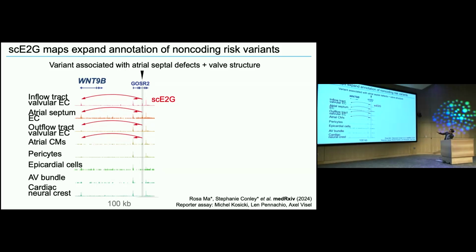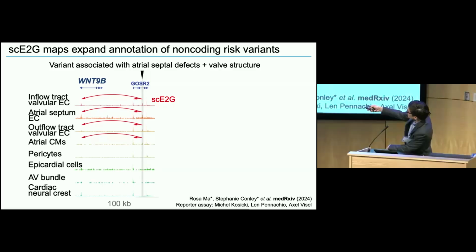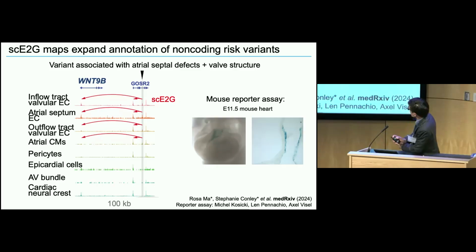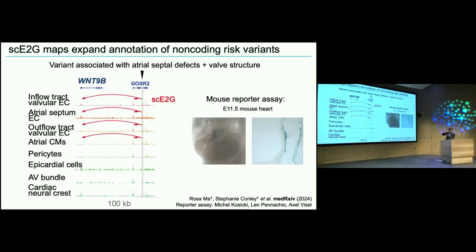And specifically in endocardial cells in various locations in the heart, and most strongly in endocardial cells on the inflow side of the valve, as well as in the atrial septum. Just as one confirmation that this is working, we cloned this sequence in a mouse reporter assay together with Len Pennacchio's lab, and it's a little hard to see here, but basically this human enhancer sequence lights up in the outflow tract here, and when you section this, you see that indeed this enhancer is active in the endocardial cells, which are the single cell lining along here, the developing valve.